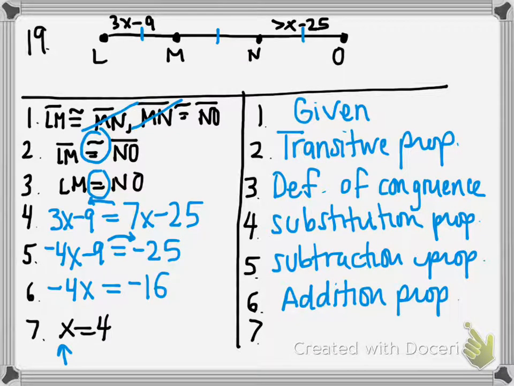Looking at now step 6, in order to isolate the x to get to step 7, I need to undo what's attached to the x, which is a negative 4, and to undo that, inverse operations would be divide by negative 4, so division property.